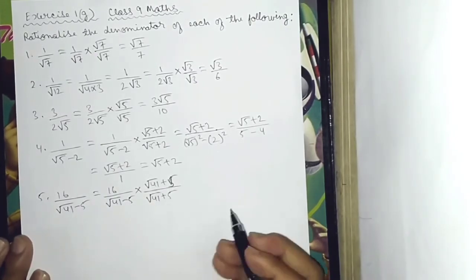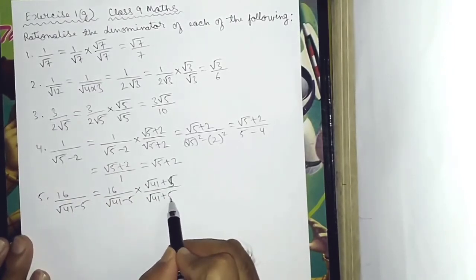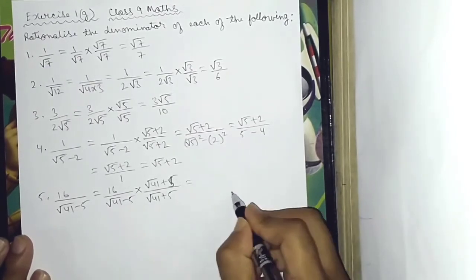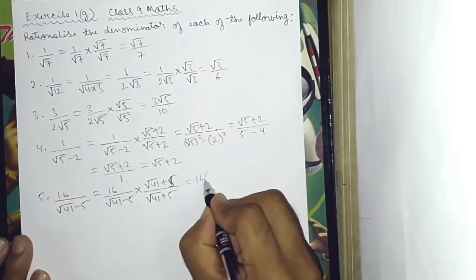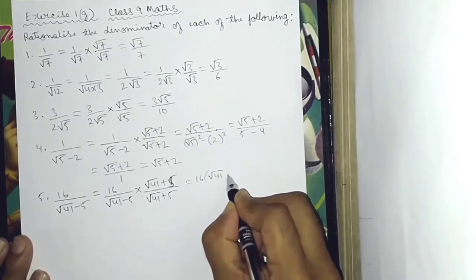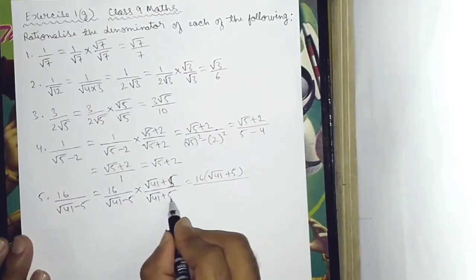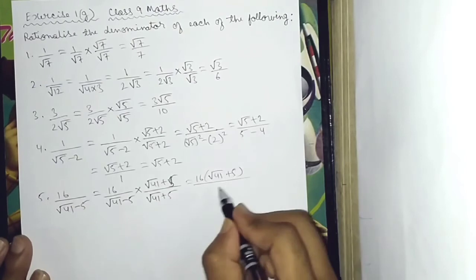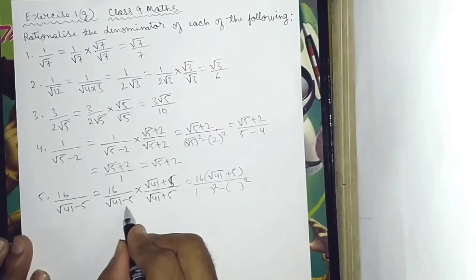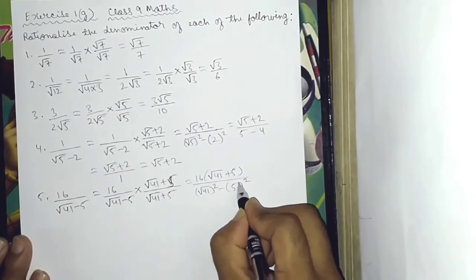We multiply again to balance it: root 41 plus 5 divided by root 41 plus 5. We multiply again and rationalize the denominator again. So this is equal to 16 into root 41 plus 5, divided by (a minus b)(a plus b), which is in the form a squared minus b squared, where a is root 41 and b is 5, so root 41 squared minus 5 squared.